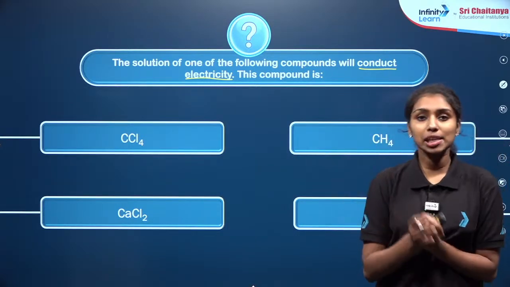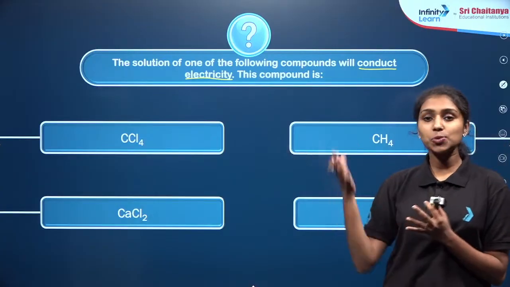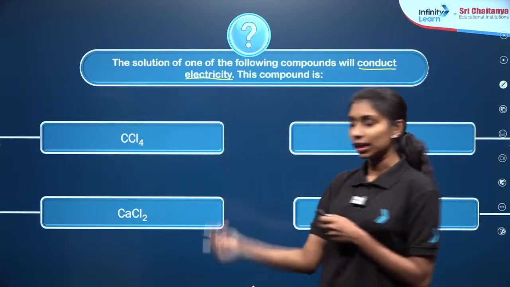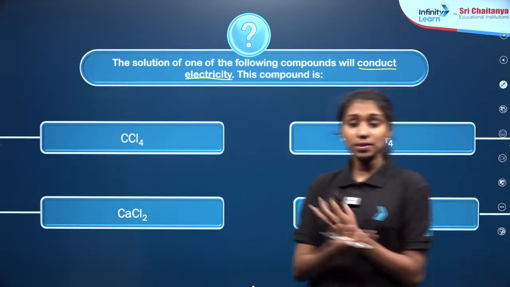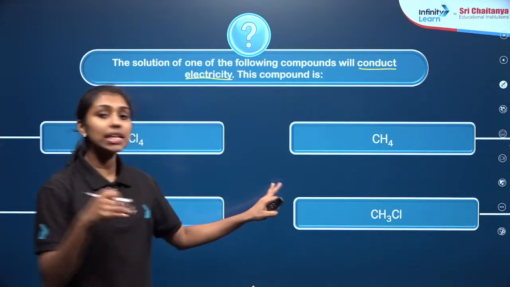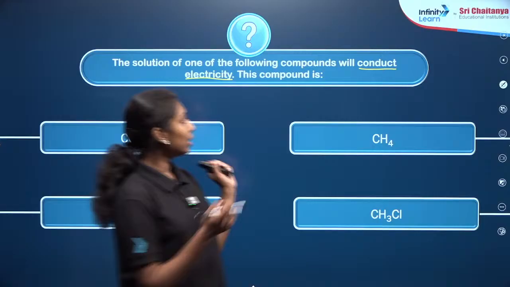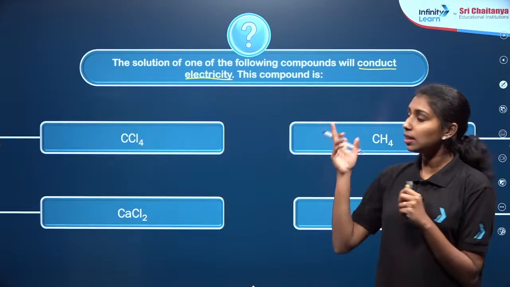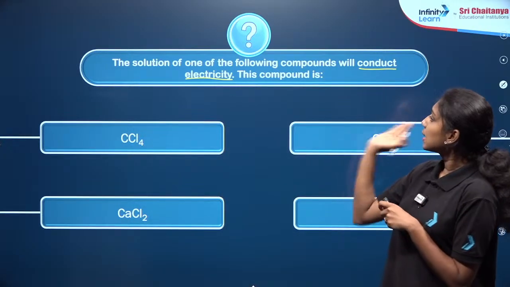Here the question is indirectly asking which one is the ionic compound among the following. We need to identify the ionic compound because conduction of electricity is the property of an ionic compound, right? So among the following, which one is the ionic compound? That is the exact question, but they are just twisting it like this: which of the following solutions will conduct electricity?